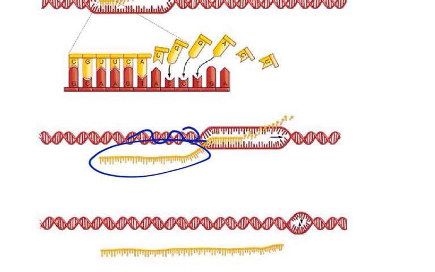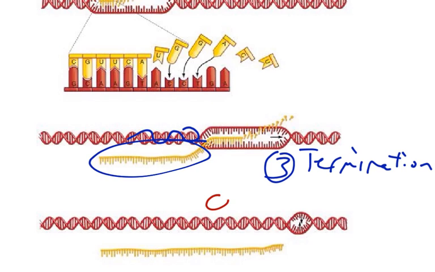Now the last step is step 3, which is termination. We can all tell from that name that it has nothing to do with Arnold Schwarzenegger and the Terminator, but it has everything to do with stopping. What happens is RNA polymerase, here's our RNA polymerase molecule, reaches a spot where there's a sequence of nucleotides, a sequence of DNA, called the terminator site.